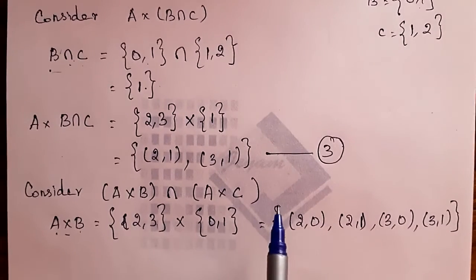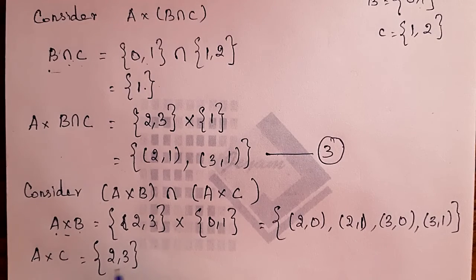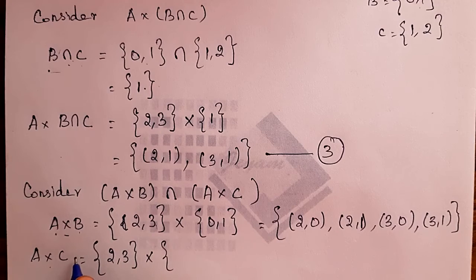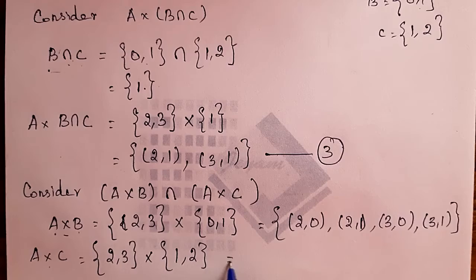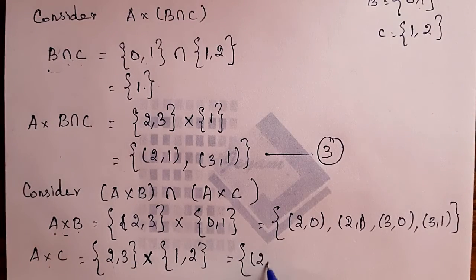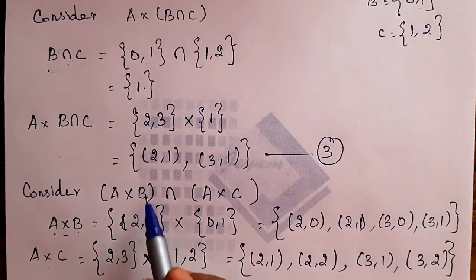Next we can do the next one. So A cross C is equal to set of all. Write A. A is {2, 3}. Then cross. Write C. C is {1, 2}. Next you can do the cross product. So if it is cross product, our outcome will be ordered pairs: (2, 1), (2, 2). Next (3, 1), (3, 2). Okay, so these two over.